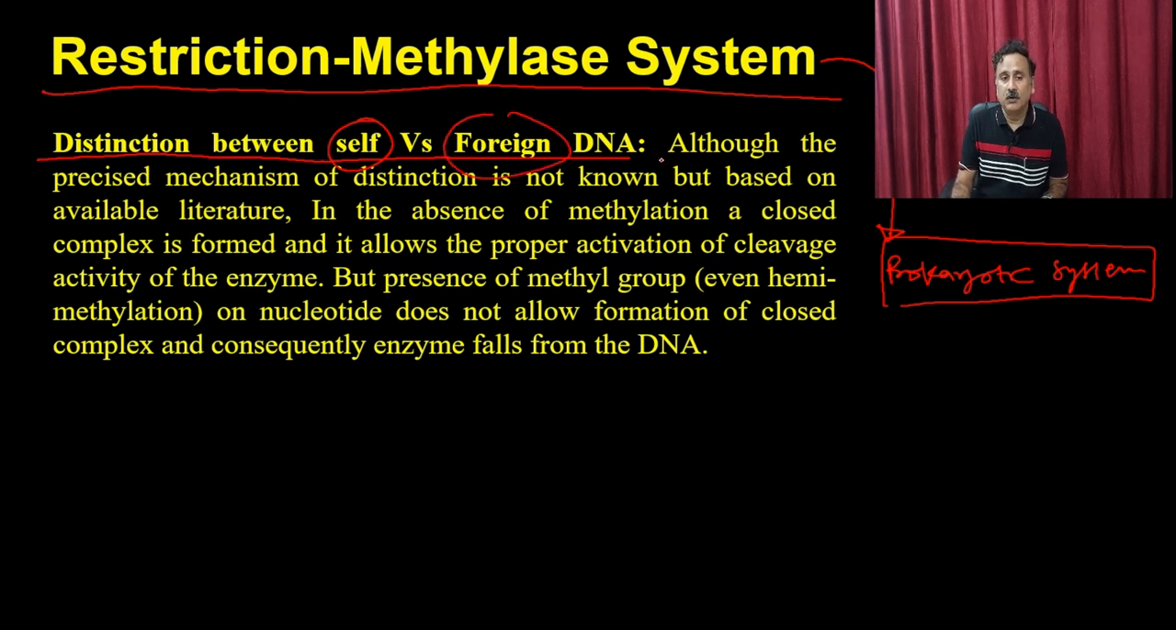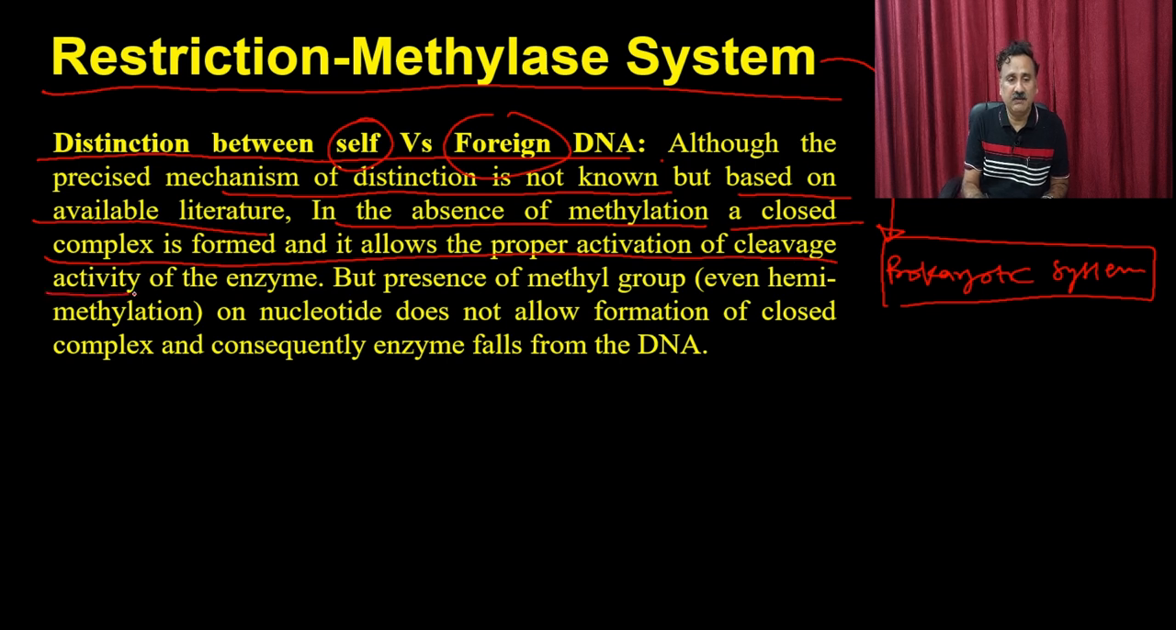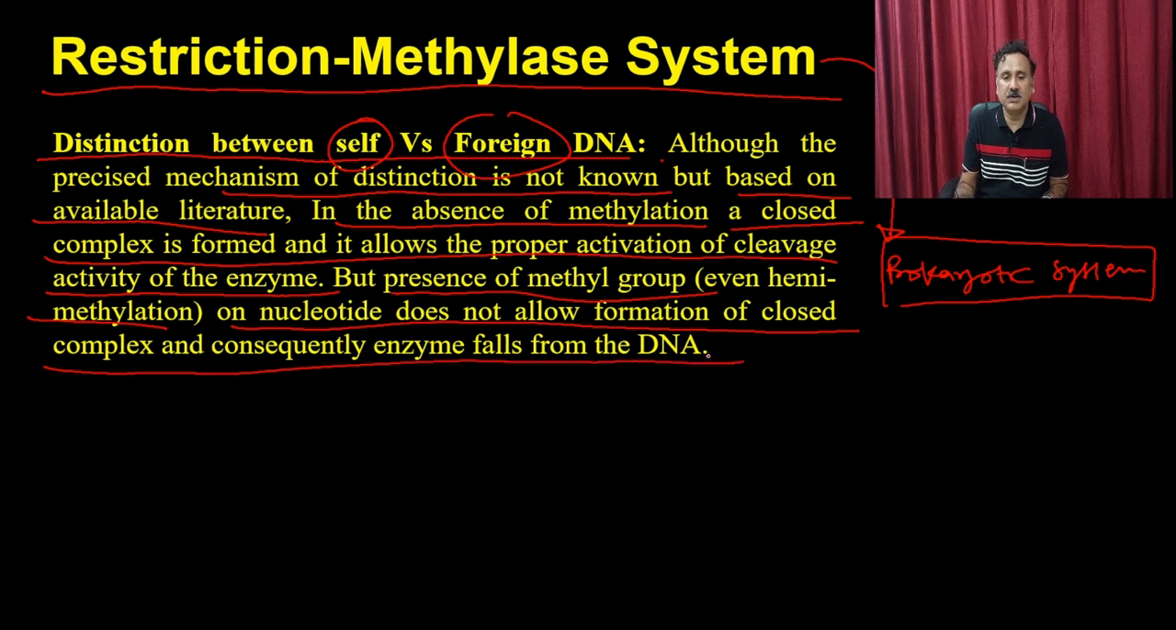The precise mechanism of distinction is not known, but based on the available literature, in the absence of methylation, a closed complex is formed and it allows the proper activation of the cleavage activity of the enzyme. But the presence of a methyl group, even hemimethylation on the nucleotide, does not allow the formation of the closed complex, and consequently the enzyme falls off the DNA. So, this is what exactly is going to happen.